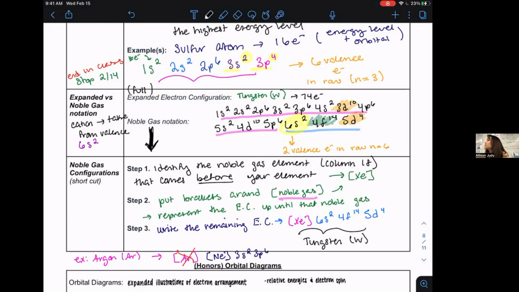But yes, just to clarify, when you would write it, it would be 5P6, 4F14. You would just take that thing out. Okay? Yes.